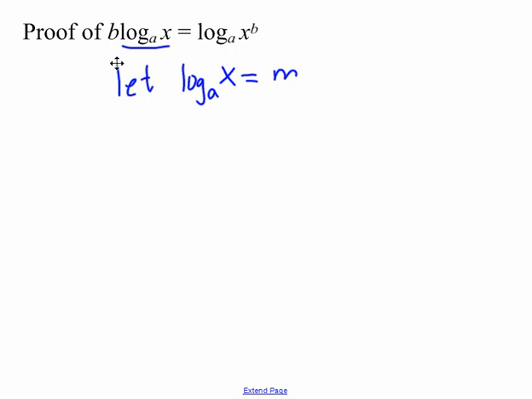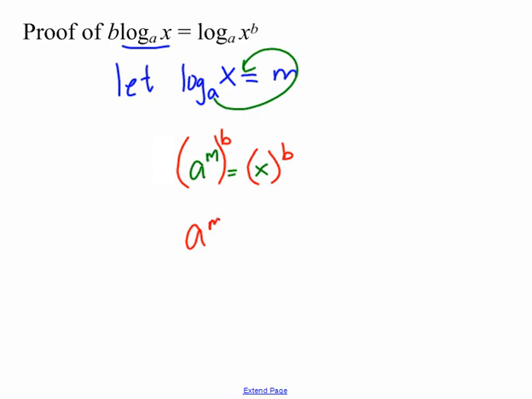This one's a little different than the previous ones. I'm going to turn it exponential first. So a to the m equals x, just like we did on the other ones. But what's different is I'm going to take both sides and raise them to the b. If I do it to one side, I can do it to the other. My exponent rules say if I have a power raised to a power, I just go ahead and multiply that.